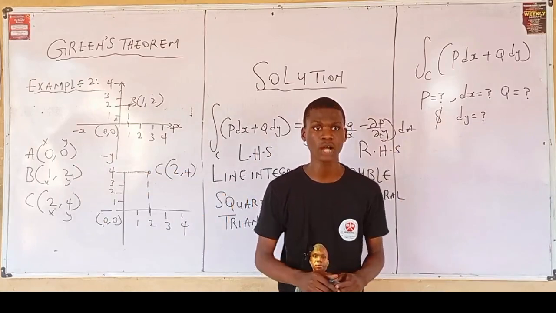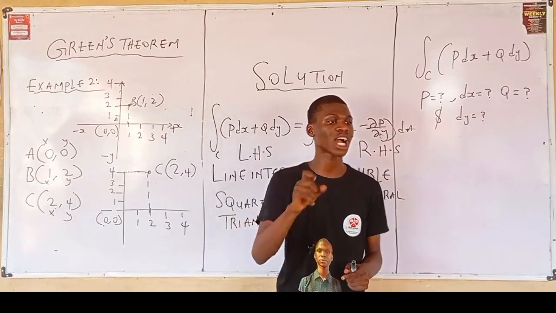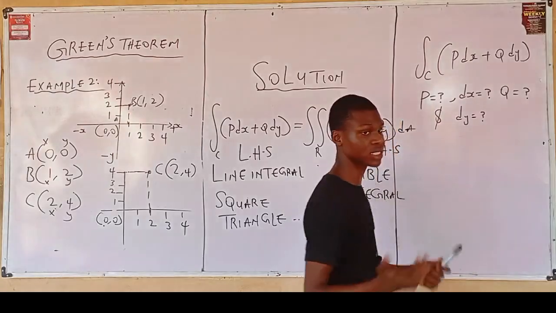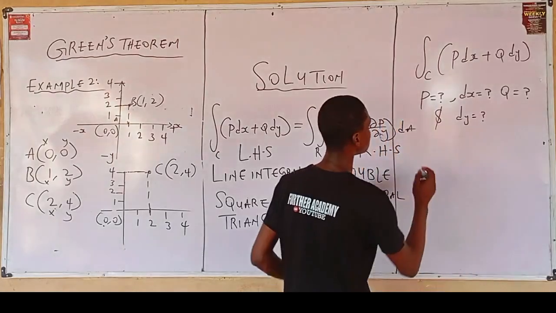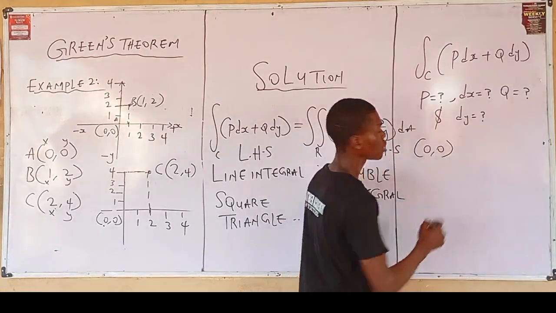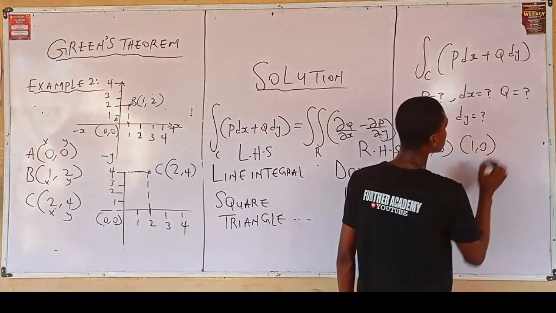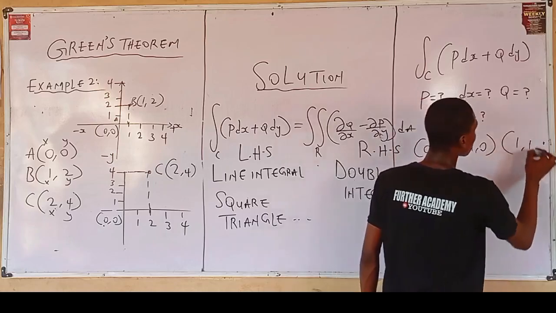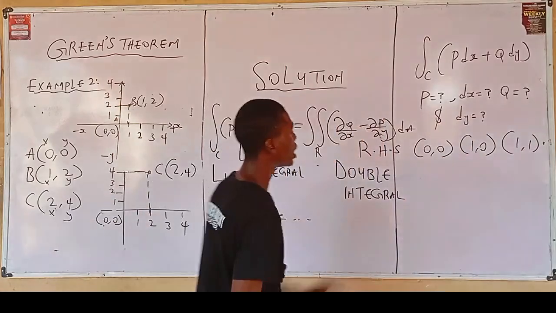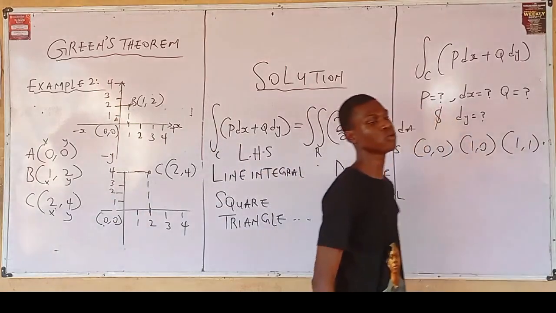Now, to plot this triangle, if you go back to that question, you are given vertices, right? Now, what are these vertices? I have (0, 0). I have (1, 0). I have (1, 1). So nothing is changing. Using this idea, let's plot our triangle.